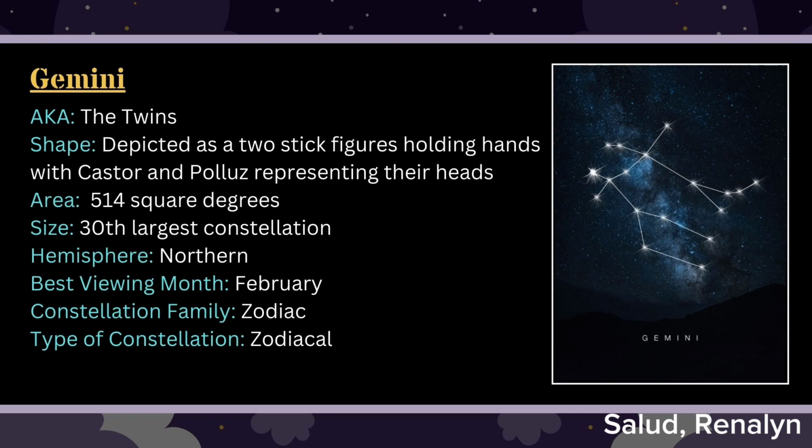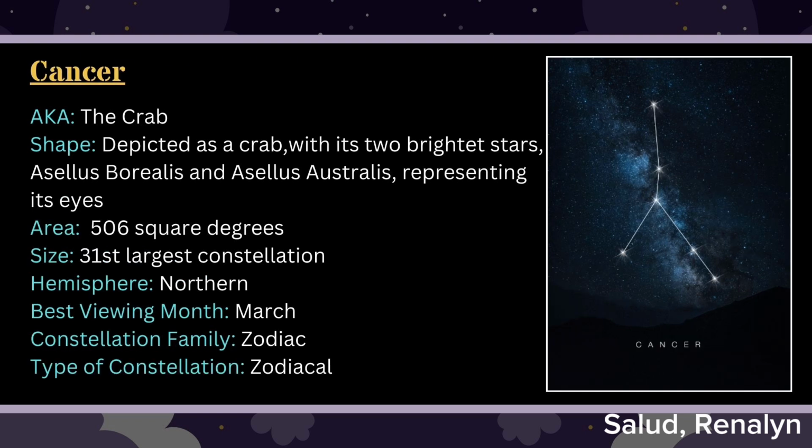Third is the Gemini, aka the twins, depicted as two stick figures, as what you can see in the illustration, holding hands with Castor and Pollux representing their heads, having the area of 541 square degrees. Size is 30th largest constellation found in the northern hemisphere that you can see in its best viewing month of February.